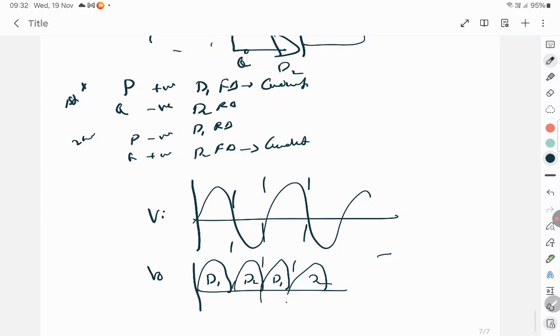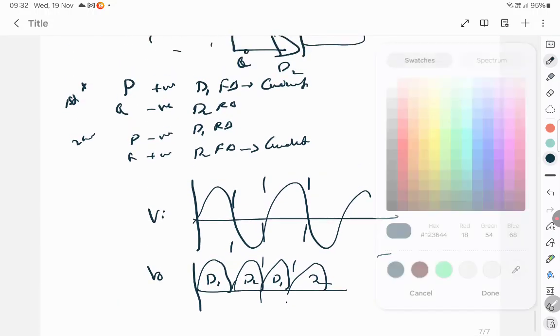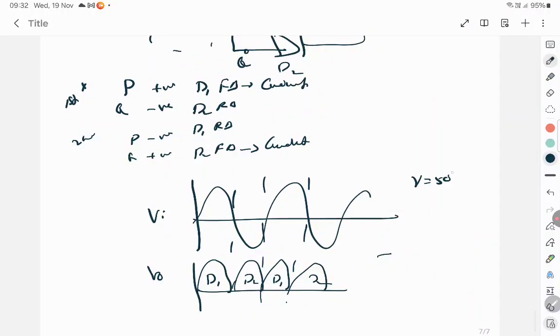It's fully rectified. But notice this: if they tell you the input frequency is 50 Hertz, the frequency of the output will be 100 Hertz. Why? Because it's got two oscillations in one particular time period, 0 to T. Can you see? Yes. So the frequency gets doubled now.